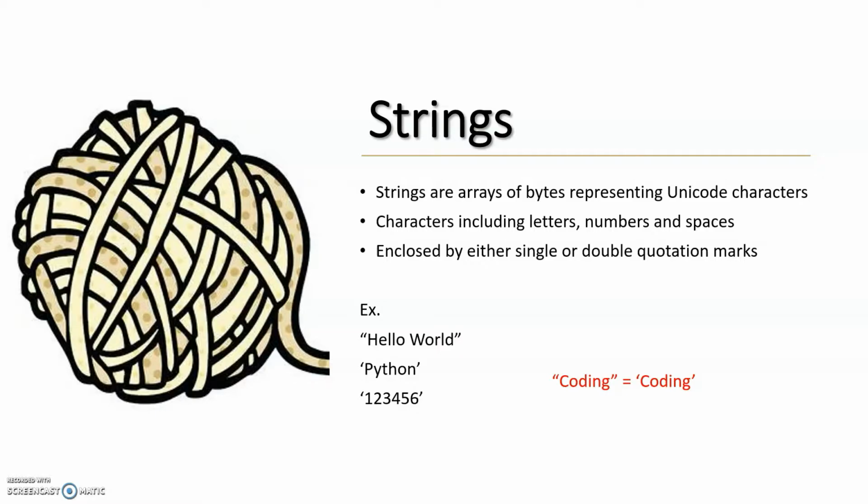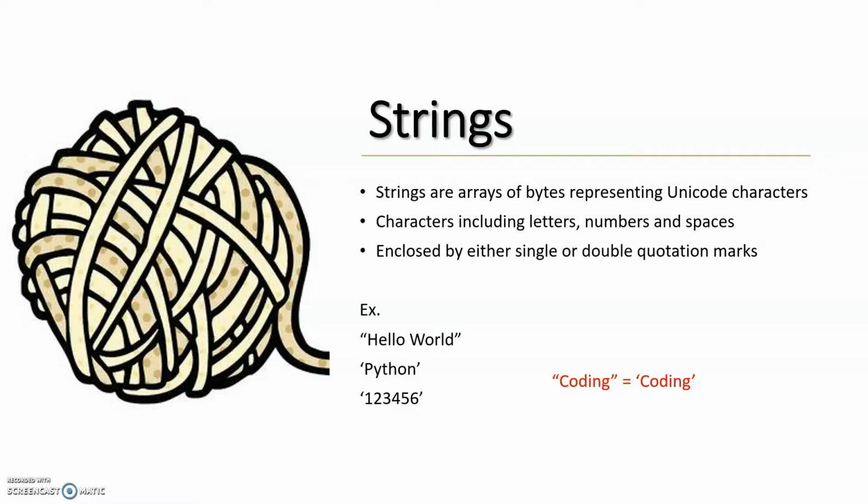Let's look at the following example. We have the string hello world enclosed by double quotation marks. That's a string. We have the string Python enclosed by single quotation marks. We have the string 1, 2, 3, 4, 5, 6. It's still a string because it's enclosed by single quotation marks. That's how Python recognizes the data type string.